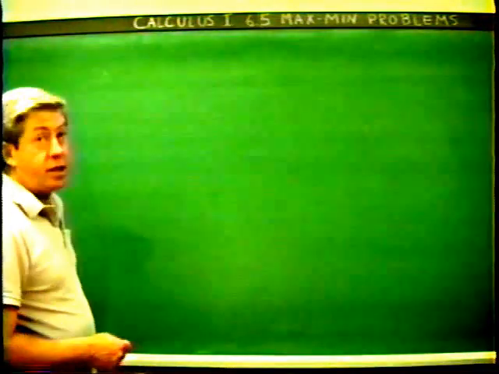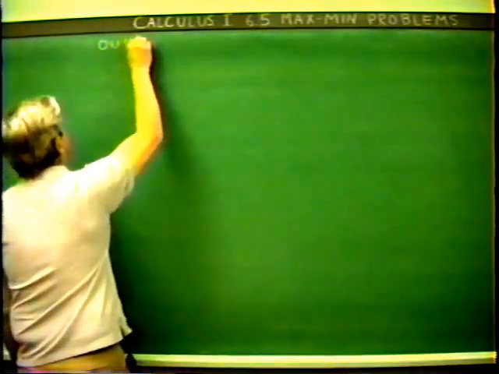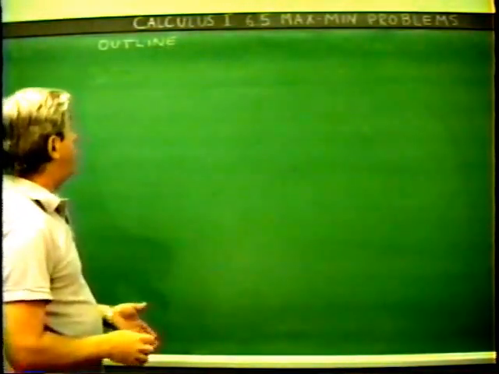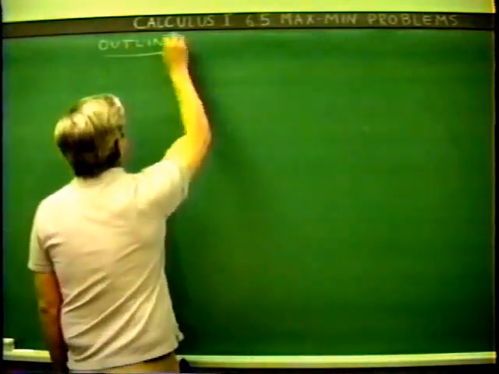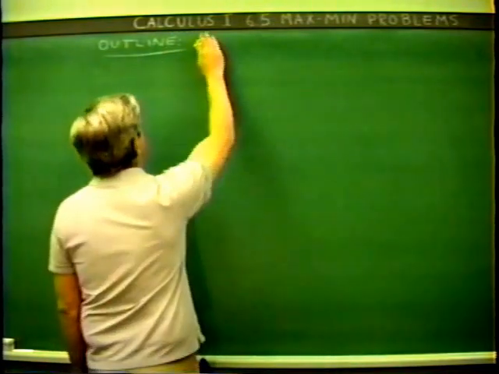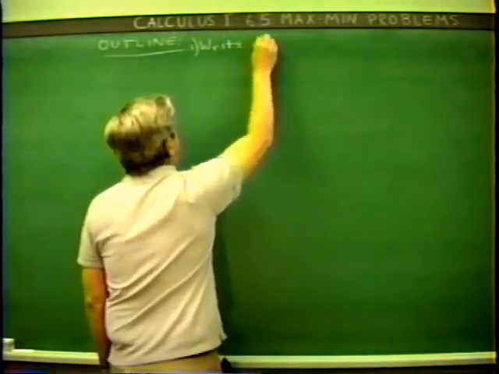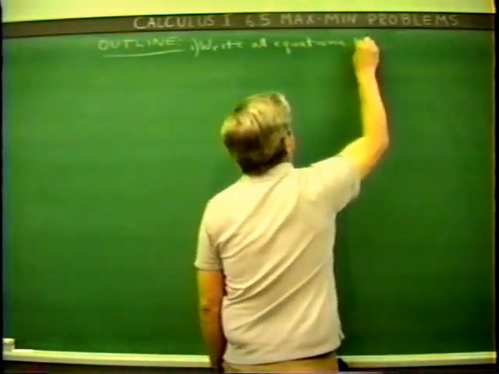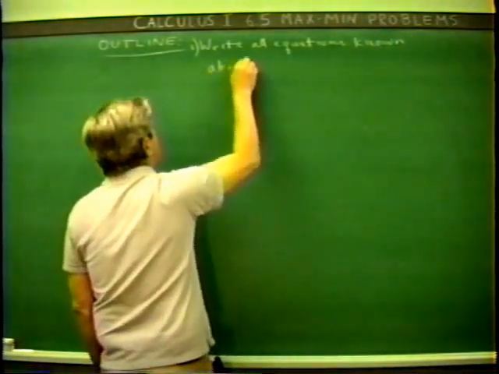Before giving some examples of particular max-min problems, I want to outline exactly how such problems can be solved, or one way at least in which they can be solved. This is what we're going to try to do when we know we're dealing with a maximum or minimum problem. So an outline looks like this. First of all, write down all the equations which are known about the problem.